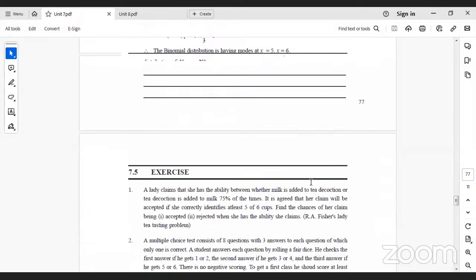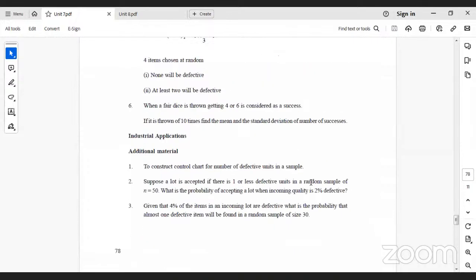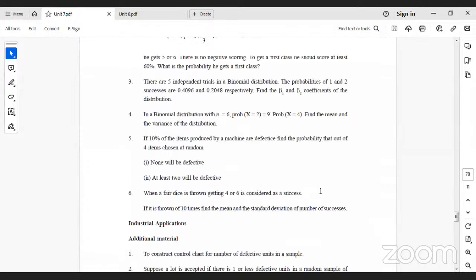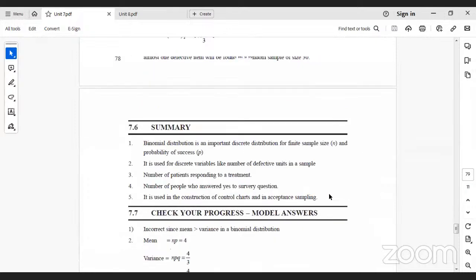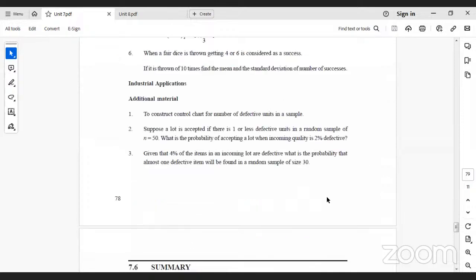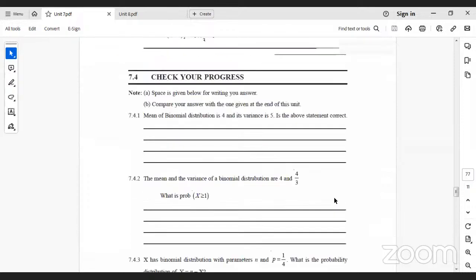This is check your progress, you have to do. This is exercise problem. So in this unit we learned binomial distribution and its importance. We take a finite sample and a probability of success. We use it for discrete variables like number of defectives in a sample, number of patients responding to treatment, number of people who answered a survey question. We use it in constructing control charts and acceptance sampling.